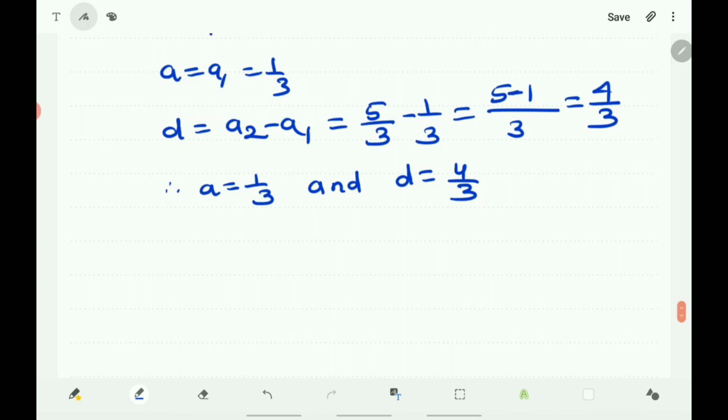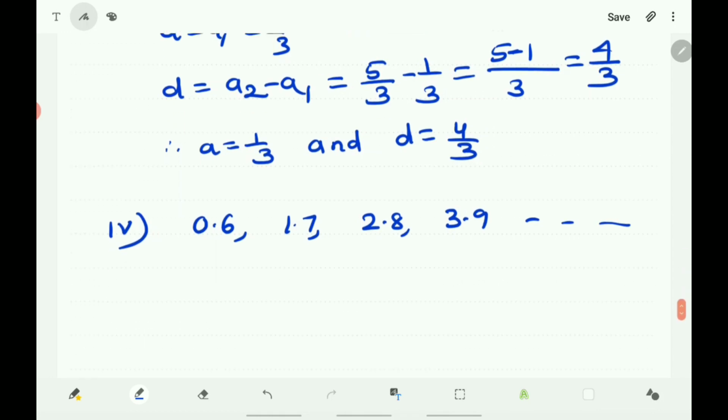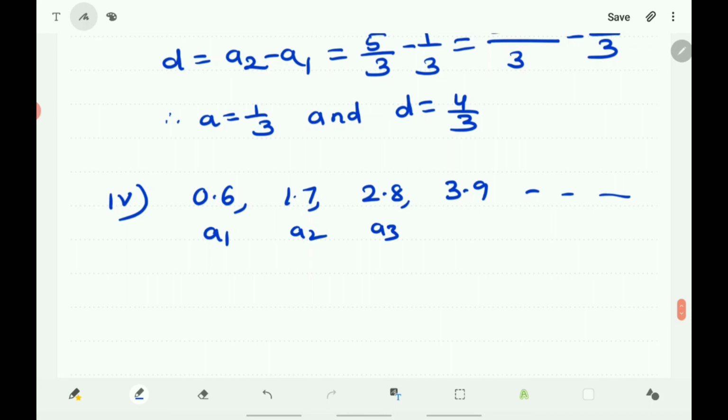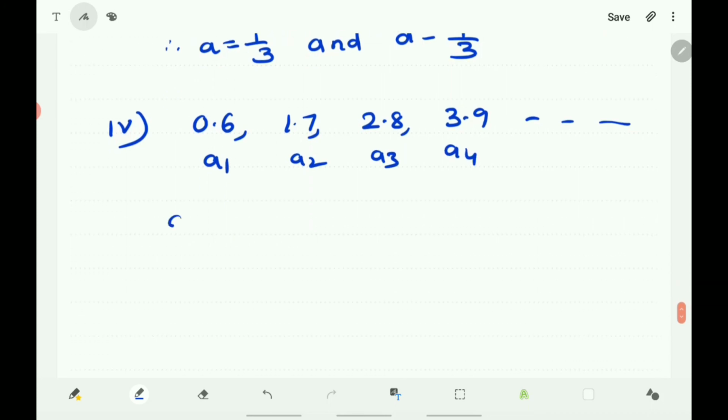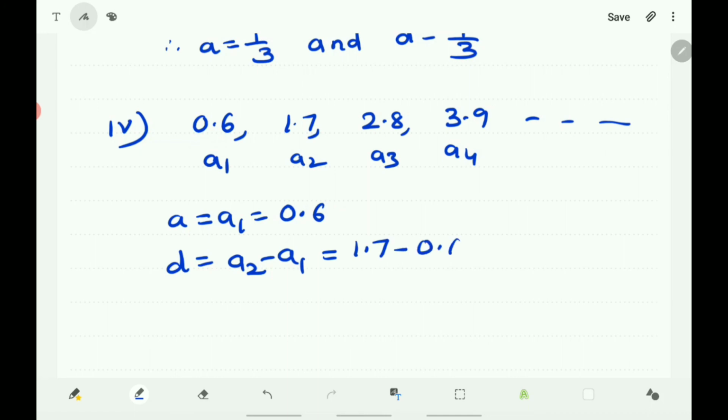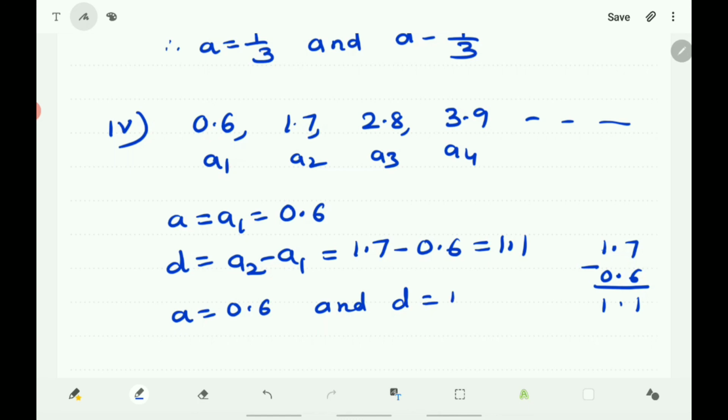Then take the fourth one: 0.6, 1.7, 2.8, 3.9, and so on. This is A1, A2, A3, A4. First term A means A1, that is 0.6. D means A2 minus A1, so it is 1.7 minus 0.6. 7 minus 6 is 1, so it is 1.1. So A is equal to 0.6 and D is equal to 1.1.